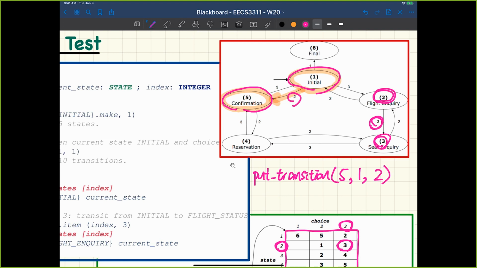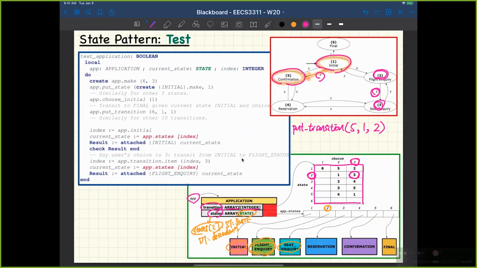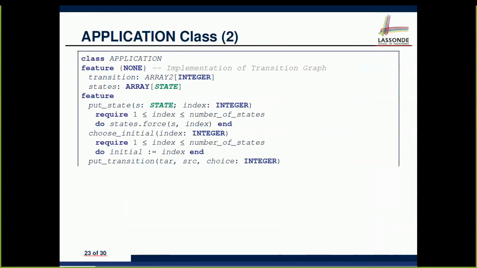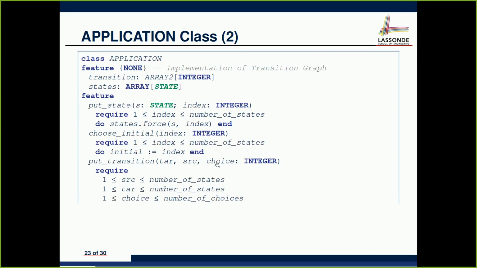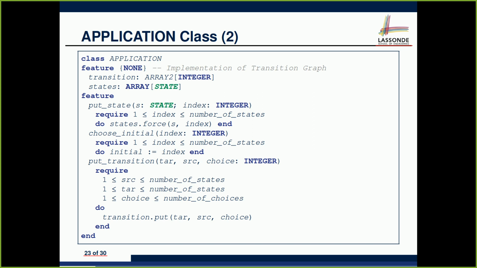Of course, for your particular design, you might actually choose to put any order you like. But for this particular example that we talk about in the lecture, you'll put the target state, the source state, and then the choice. Okay, and then you may have some precondition here. Just make sure the source, target states, and also the choice, they are all valid. Okay, and put the table here.